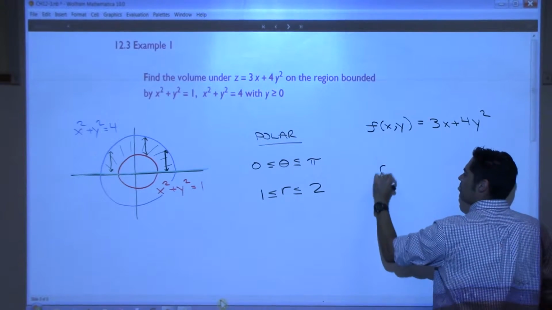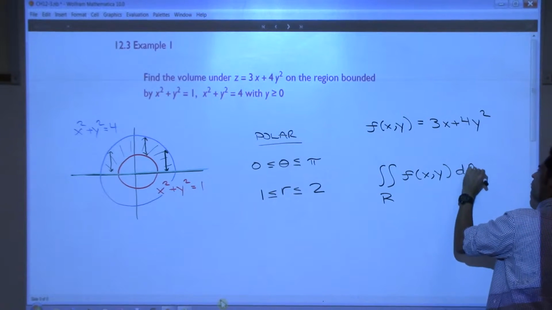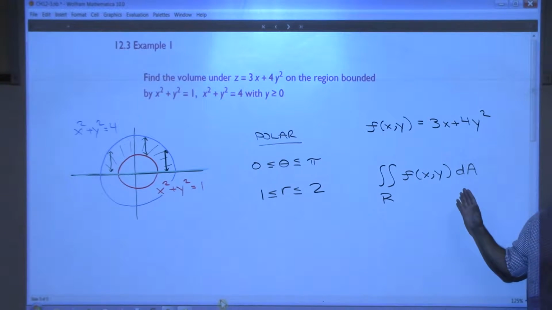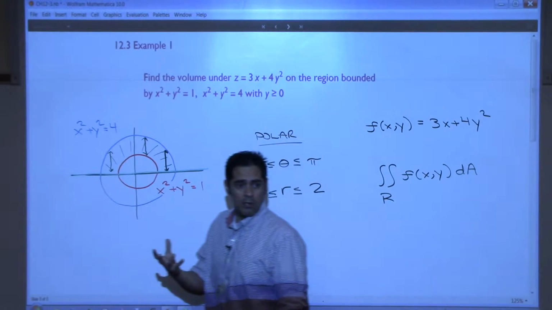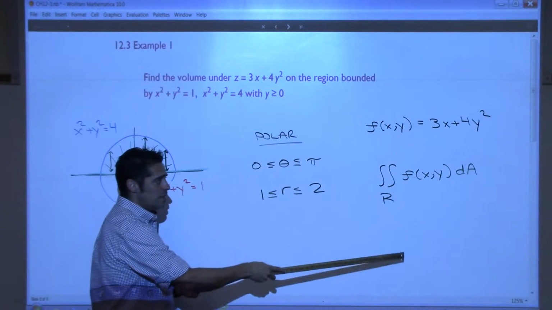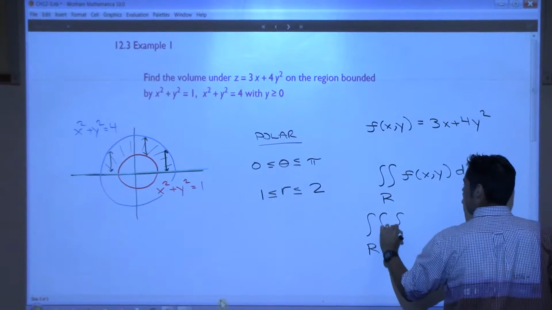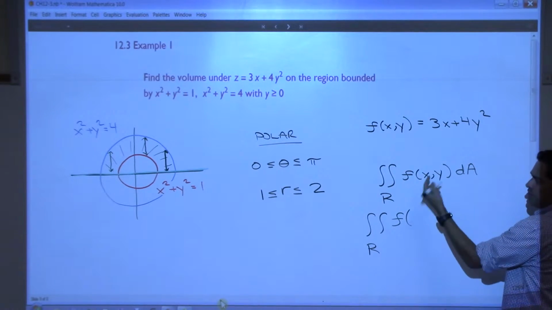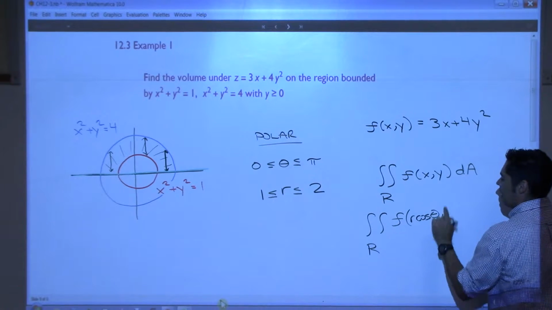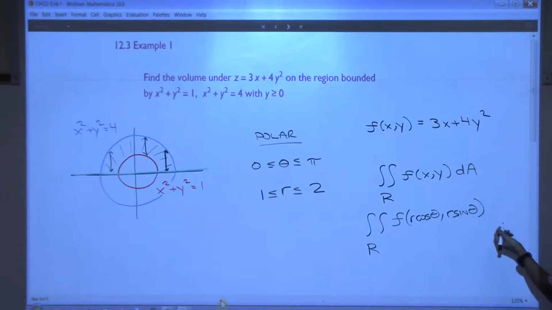I'm trying to do this double integral right now. I've already convinced myself that the region is better suited for polar than it is for Cartesian, so I need to convert this from this to polar. To do that, I have to evaluate the function instead of at x, at where? x is replaced with r cosine theta, and y is replaced with r sine theta, and then dA is r dr d theta.